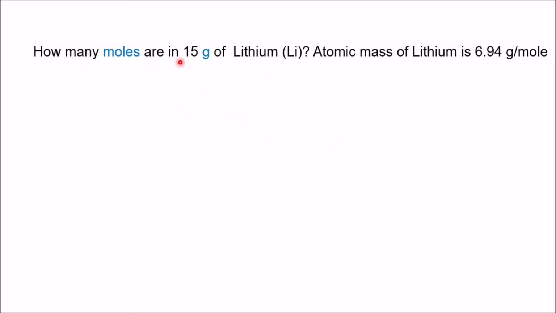Let us see how to solve this problem. How many moles are in 15 grams of lithium? So first we start with 15 grams of lithium. Now we have to write the conversion factor connecting grams and moles. Grams and moles are connected through the atomic mass or molar mass. We write it as 1 mole lithium contains 6.94 grams of lithium. This is the atomic mass of lithium. We write grams of lithium in the denominator so that the equal units cancel and we get 2.2 moles of lithium.